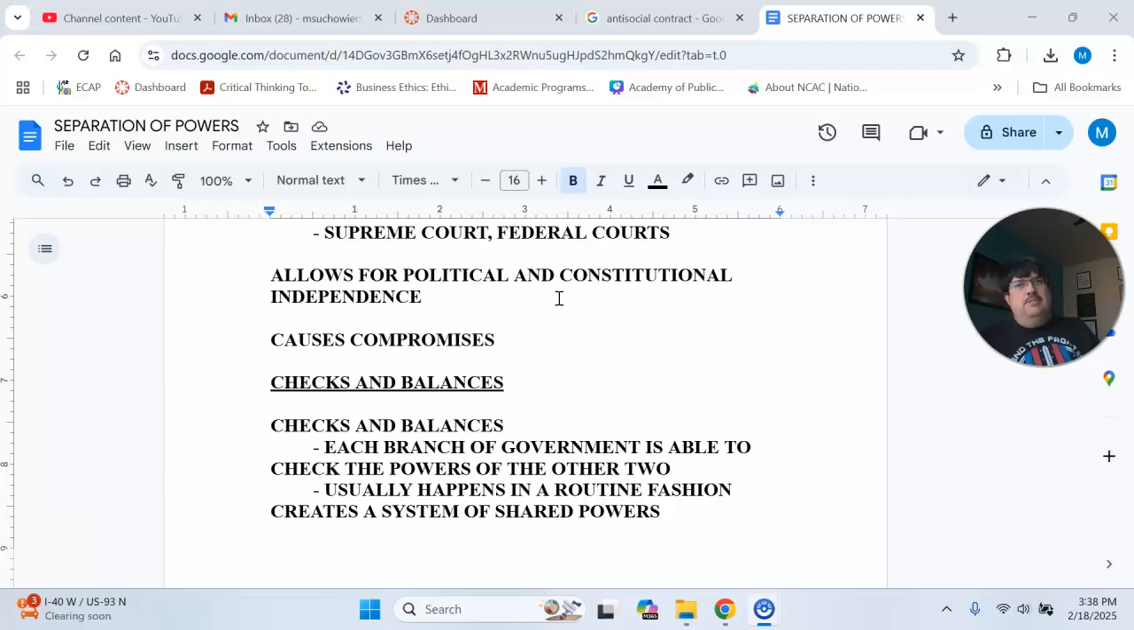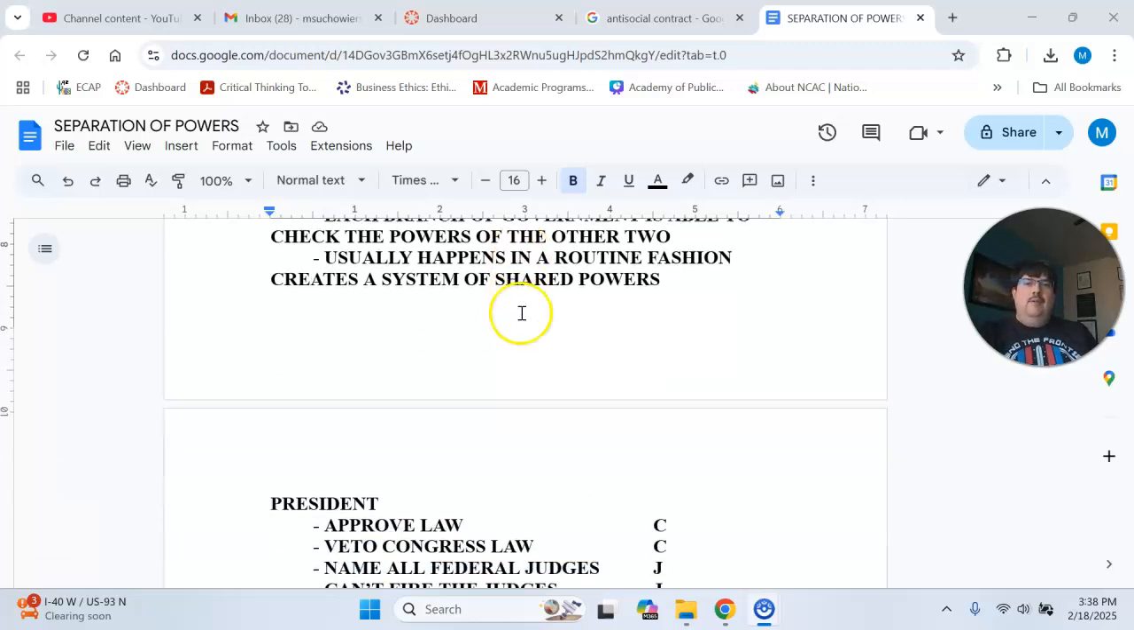Now, a lot of times this happens in a routine fashion. No one questions it. Somebody does something, and then the other branch does something else, and we just continue on and on. Sometimes it causes a stir, and there might be some current events that show how these separation of powers and these checks are sometimes coming under strain. But it normally and historically has happened in a routine manner, because we are used to sharing powers. This is not a new system of government for us when it comes to that.